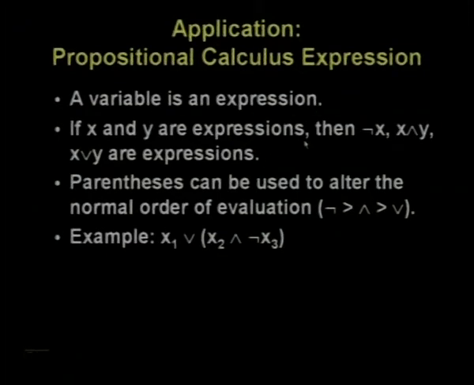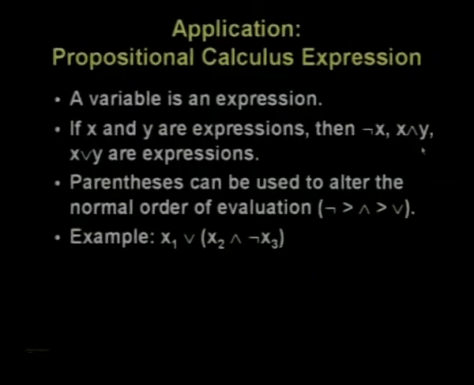Now let us look at another interesting operation of binary trees. We have seen already one, that is the conversion of an infix expression to prefix and postfix, and also that the evaluation is easier using postfix. Now a variable is an expression, and if x and y are expressions, then this is how we define a propositional calculus: not x, x intersection y and x union y are expressions. This is a negation, this is the intersection, and this is the union. Parentheses can be used to alter the normal order.